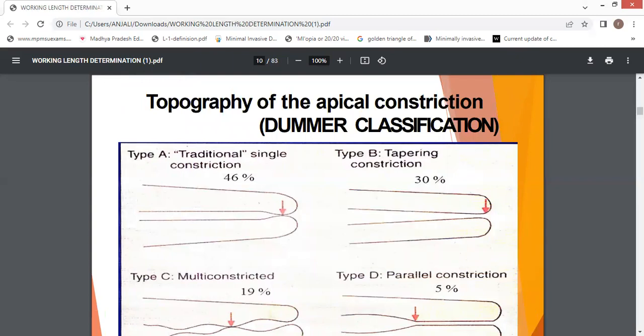Topography of the apical constriction, which is given by Dummer and called the Dummer classification. In type A, traditional single constriction, present in 46%. Type B, tapering constriction, present in 30%. Type C, multi-constricted, present in 19%. And type D, parallel constriction, present in 5%.